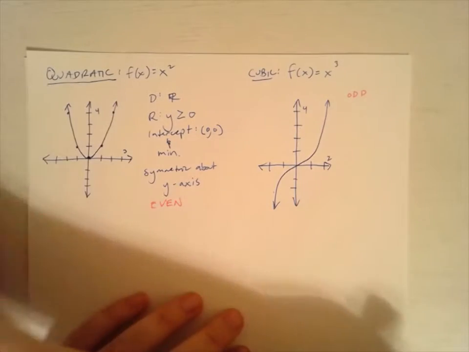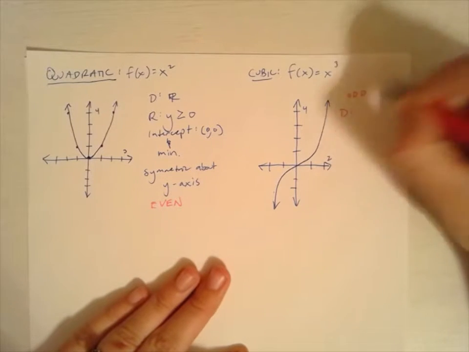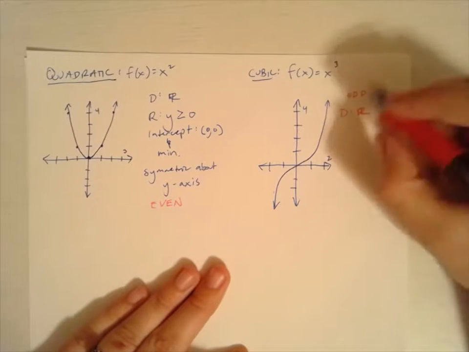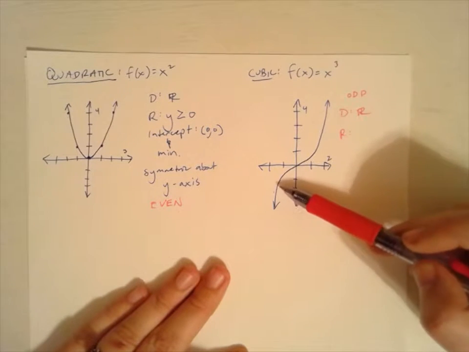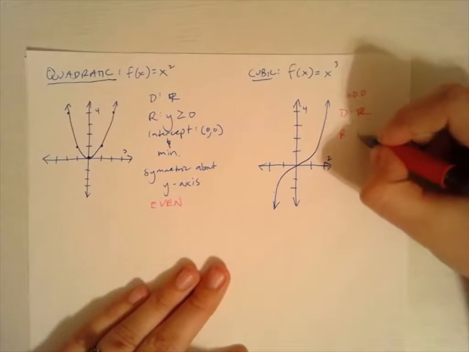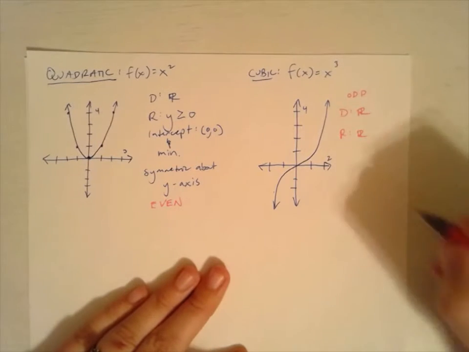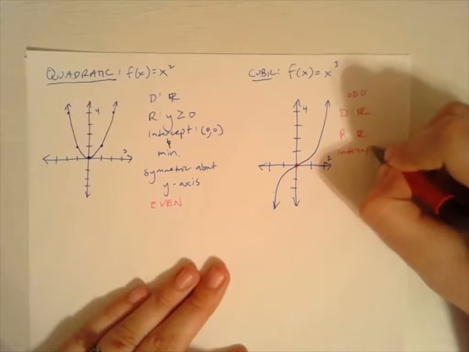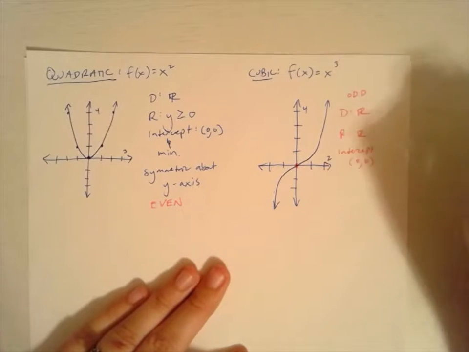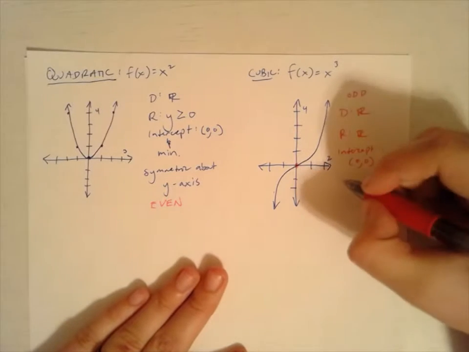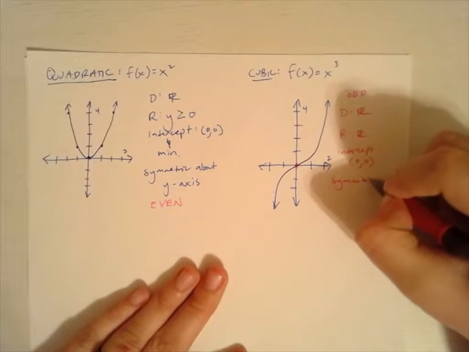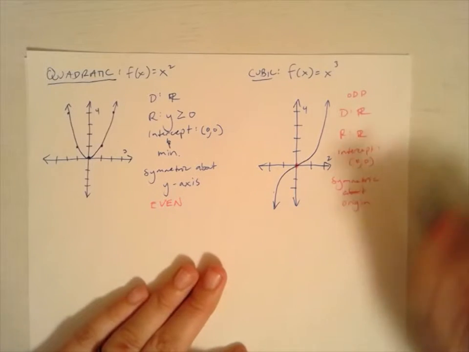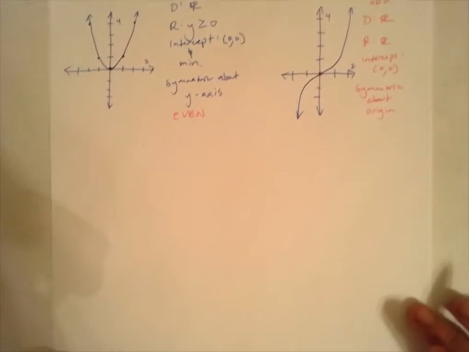The domain here, let's just keep writing in red. Let's make this stand out. Okay. The domain here, again, since we have the arrows going forever this way, is all real numbers. The range, similar thing, arrows forever down, forever up, so all real numbers again. We have the intercept right here at 0, 0, so make sure we identify that. And lastly, we need to identify that this is symmetric about the origin. All right.